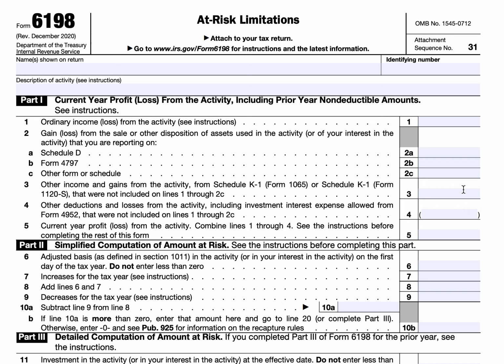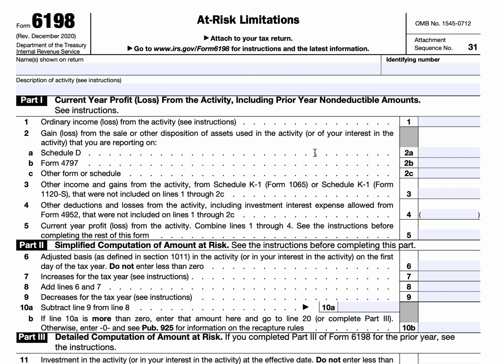For line 4, you would enter, regardless of taxpayer status, any other losses or deductions from the activity, specifically including any investment interest expense that was allowed from IRS Form 4952, which is the worksheet calculating the investment interest expense deduction. So you would include that here.